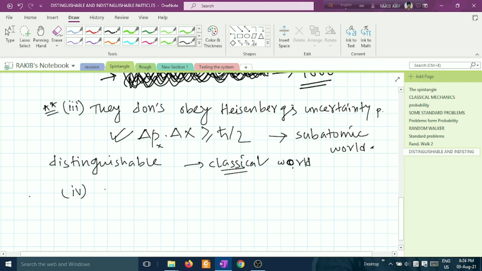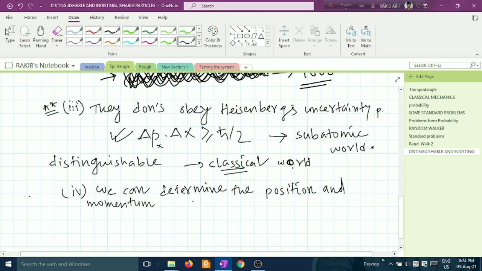Okay, next property, we can determine the position and momentum precisely at the same time. This is the reflection of Heisenberg's uncertainty principle, that in the classical world delta p_x becomes 0.